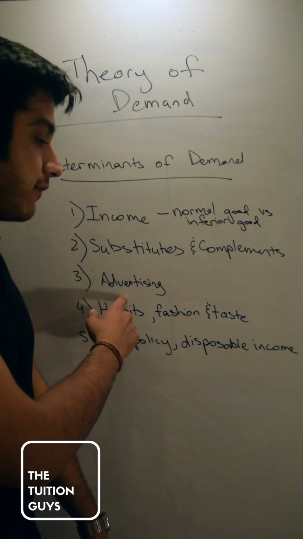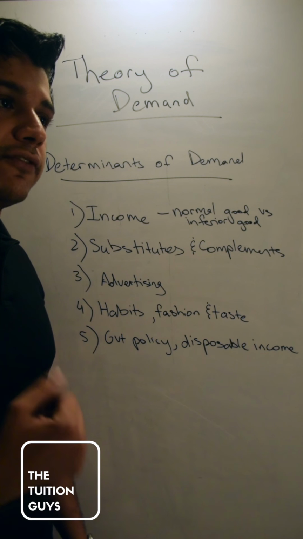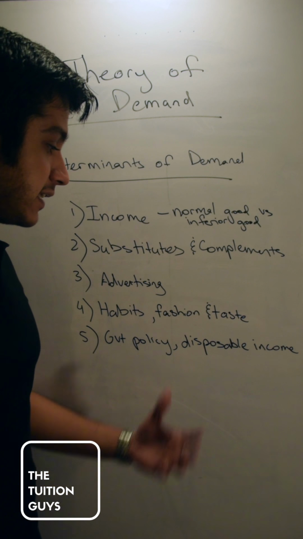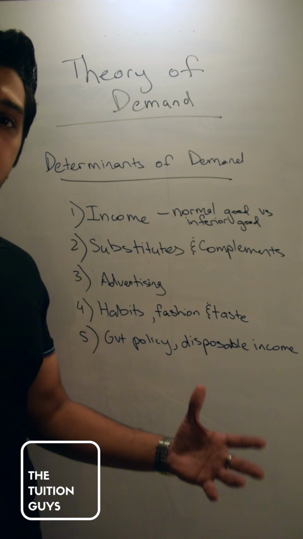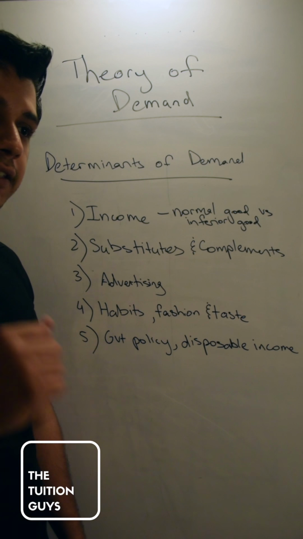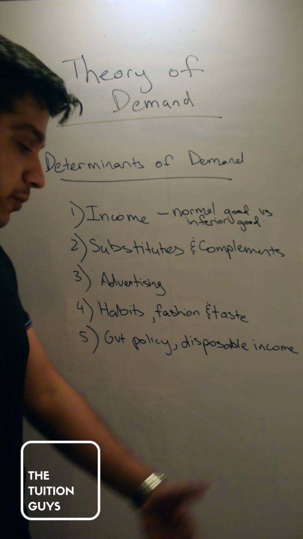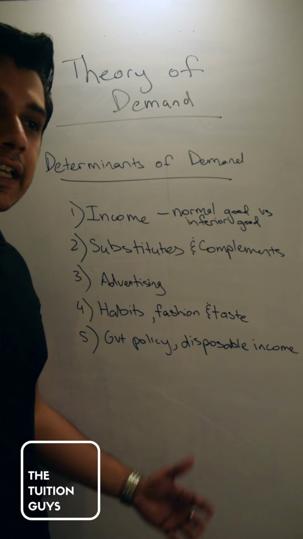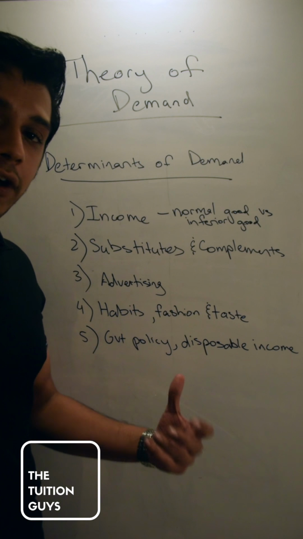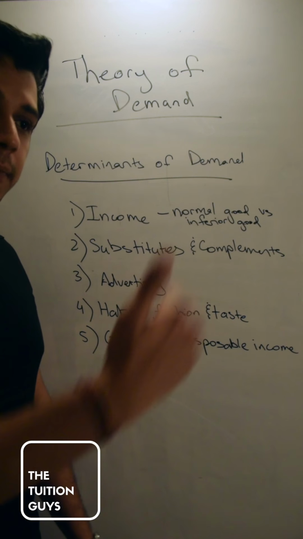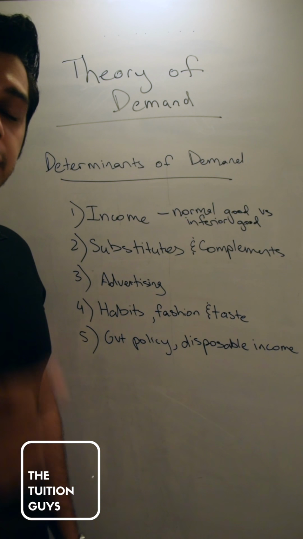Advertising is basically, if it's effective, it'll create a want, a desire for you to have it. Habits and fashion. Let's take an iPhone, for example. Let's say that Apple rules the world and you need an iPhone. So the world has moved towards the iPhone, and automatically you're going to demand more of those products from Apple. And then government policy. If the government is going to levy more tax on your income, automatically you'll be spending less. So your demand for all products might just go down because you have less money left in your hands.